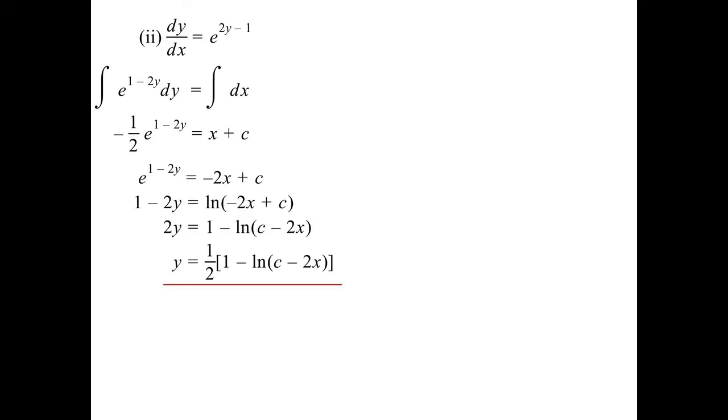Alright, let's have a look at this one. dy/dx is e to the power of 2y minus 1. So I've divided by e to the 2y minus 1, but you'll notice using negative indices, I've written that as e to the 1 minus 2y on the left hand side there. So we get minus a half, e to the 1 minus 2y is x plus a constant. And then, well, I'll make y the subject, so playing around with all that, eventually we get y equals a half, 1 minus the log of a constant minus 2x.